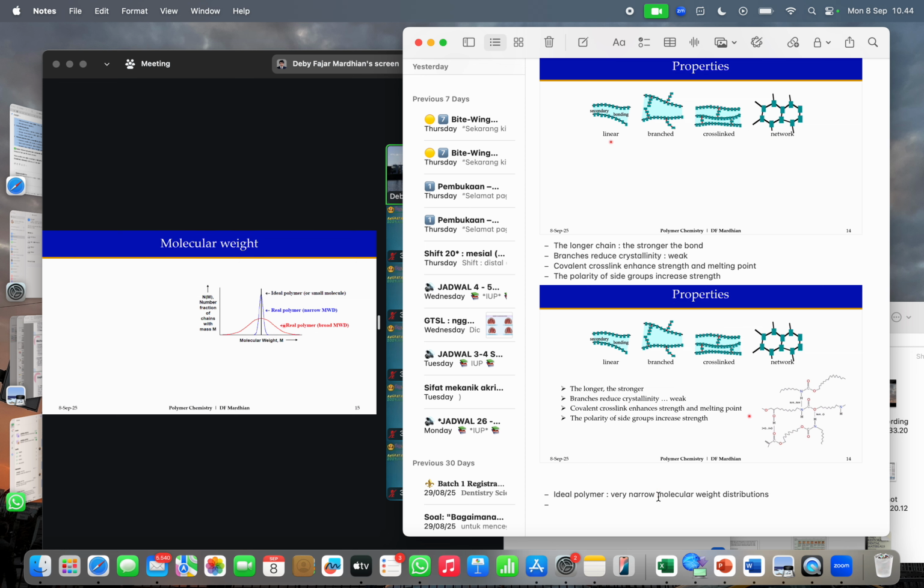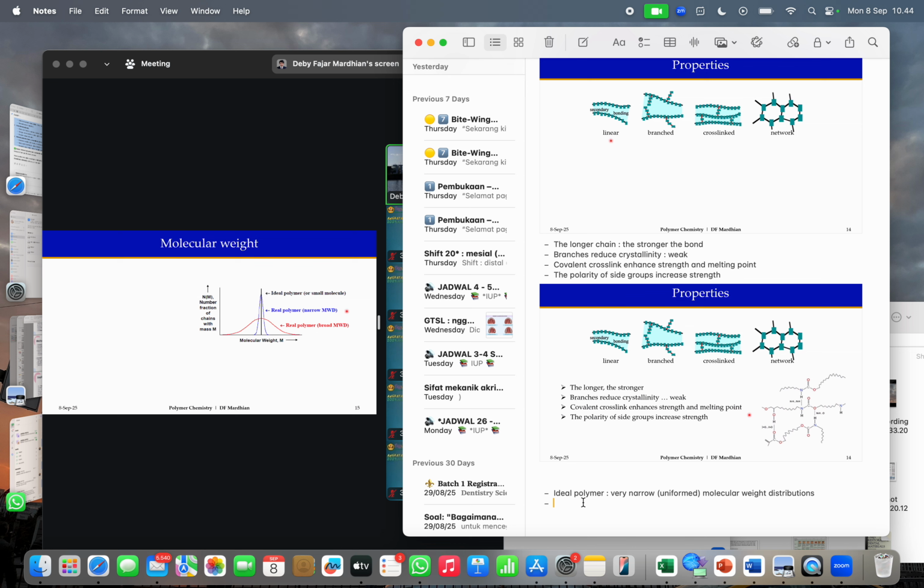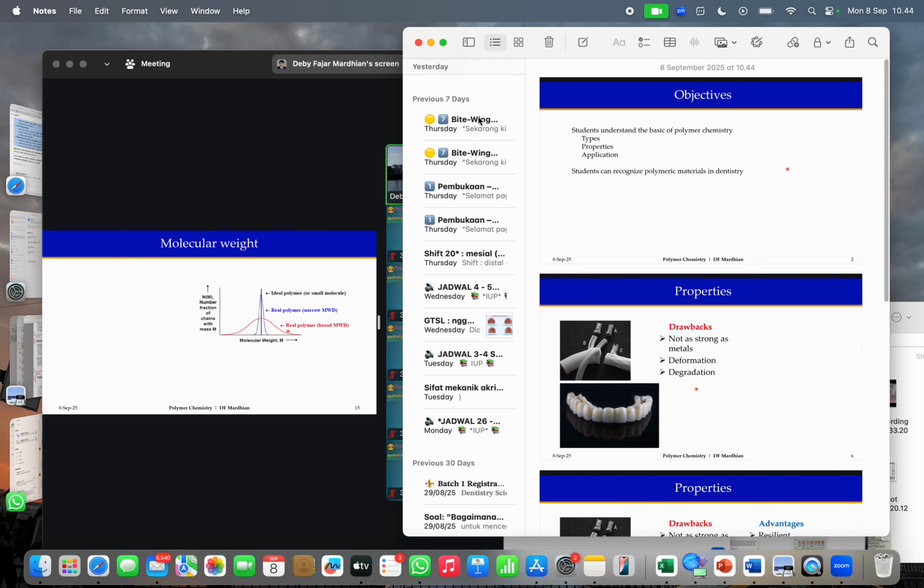However, to date, we cannot produce that kind of polymer, and the approximation only could create a polymer with narrow molecular weight distribution, and most polymers also have this kind of molecular weight distribution.